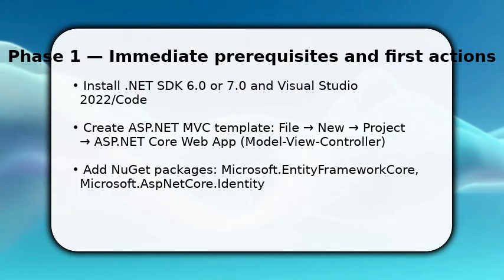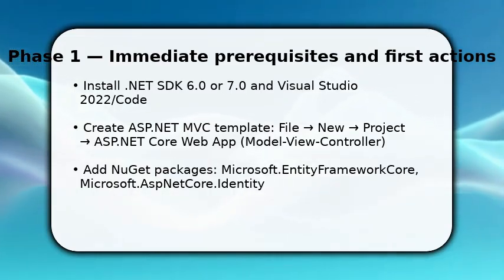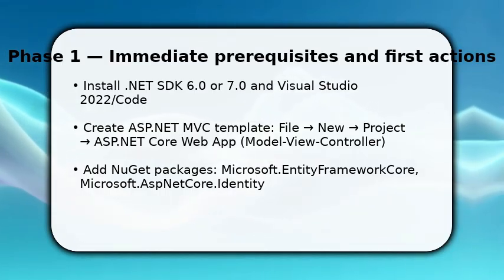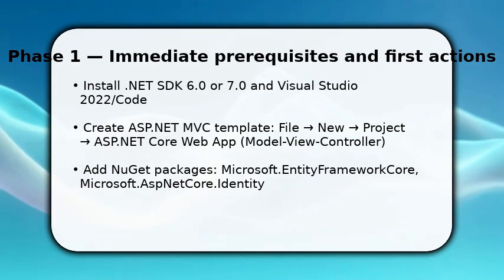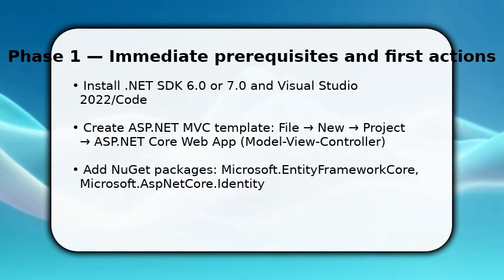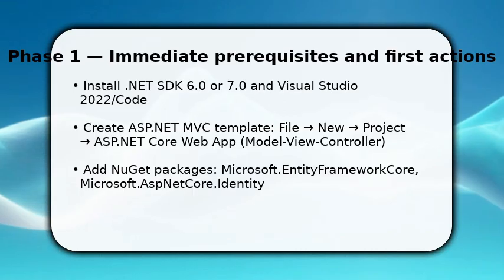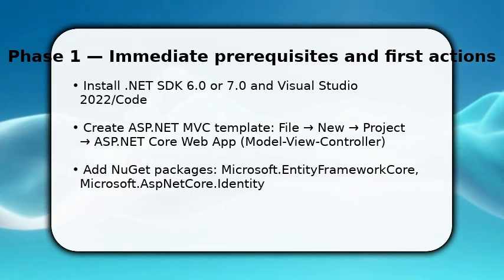You begin with essential prerequisites and the first actionable steps. Install the .NET SDK and open Visual Studio or VS Code, then create an ASP.NET Core MVC project using the MVC template. Once created, scaffold a controller with views and a DB context so you have routes, views, and a data layer. This sets the working structure.